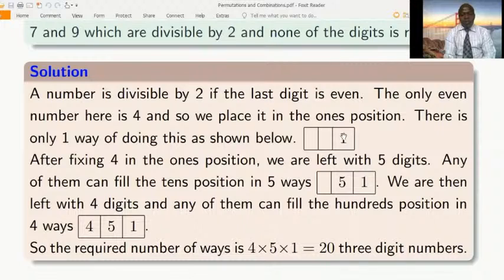Here, the number of choices, not the number 4, but the number of choices, is just 1. You have only one choice for an even number. Then, we've already fixed the last one, in the ones position, so we would be in the tens position. There are 5 ways of choosing one of them. Now we've chosen 2 numbers, and there are 4 ways of selecting the next, giving 20.